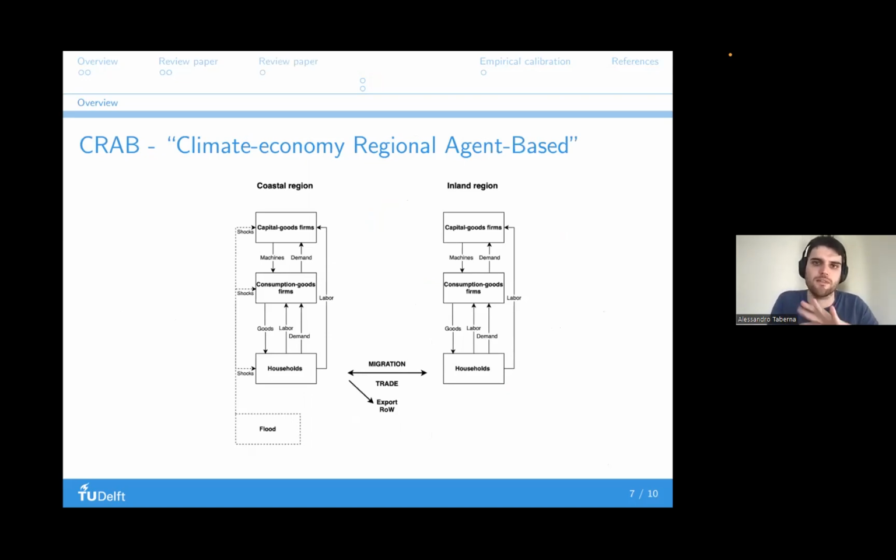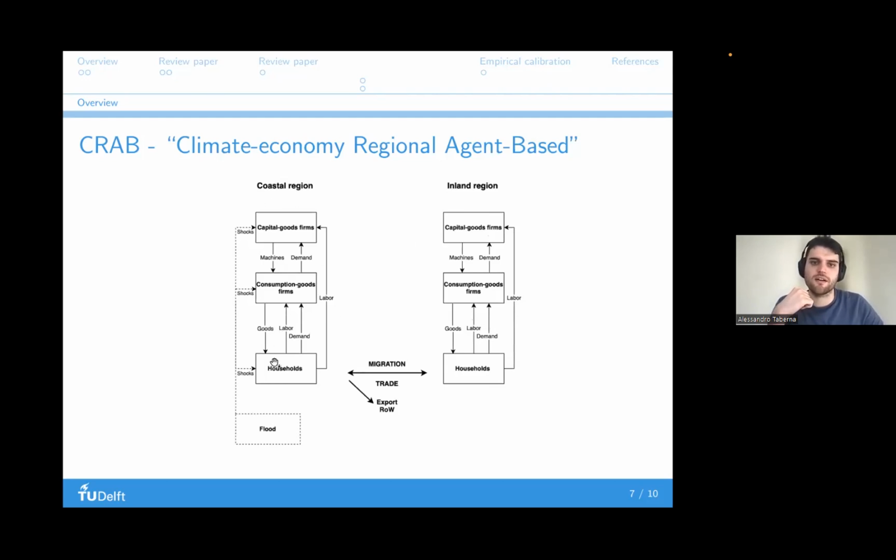So to reduce the gap in this direction, we came from a different perspective, and we built the climate economy regional agent-based model, which is an evolutionary agent-based model, and in its basic form is made of two regions. One is a coastal region, which is supposed to mimic a coastal region with a high volume of trade with the rest of the world, but also exposed to climate hazards, and a safer inland region, but with less competitive advantage in trade.